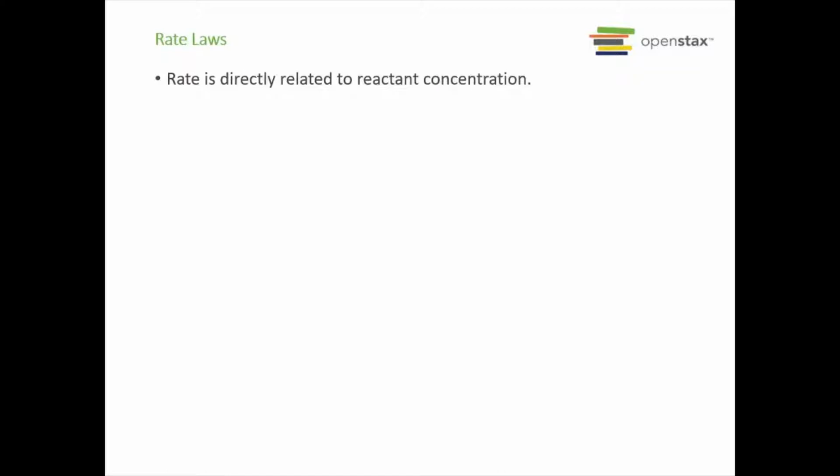So rate is directly related to reactant concentration. Rate laws or rate equations are mathematical expressions that describe the relationship between the rate of a reaction and the concentration of its reactants. For example, a generic reaction, you have some A reacting with B to form some products. When it comes to rate law, we don't care about the products, we only care about our reactants. And a and b, again, are stoichiometric coefficients, just like we've seen before.